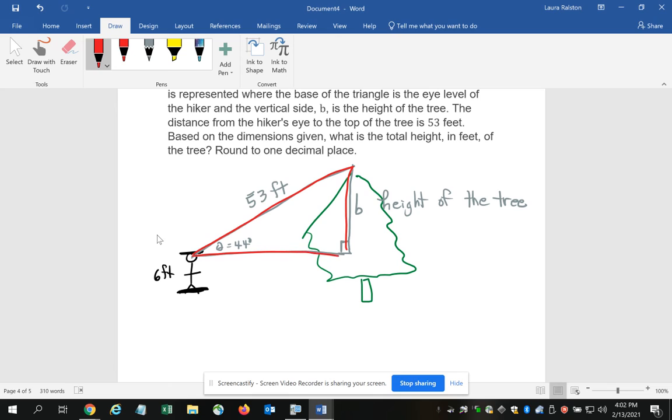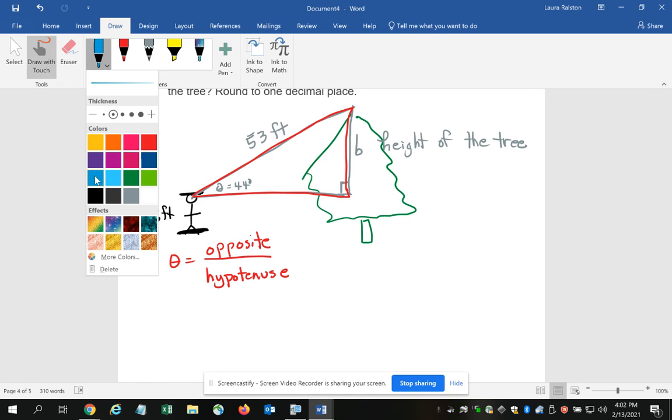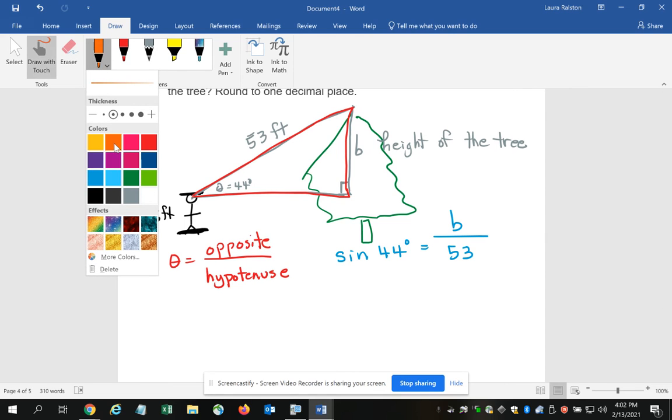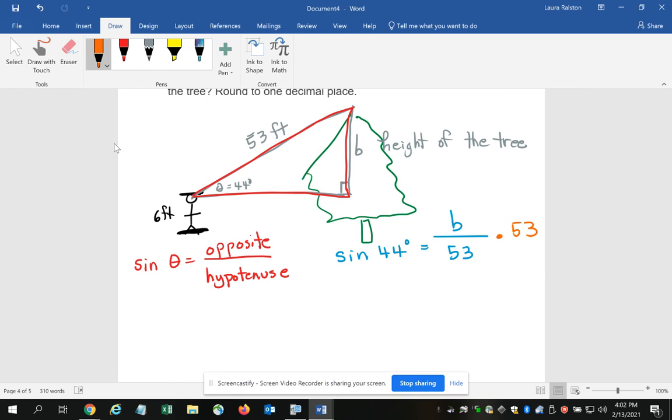and I know the angle, which is my point of reference, and I'm looking for the opposite and I know the hypotenuse. So again, that's the sine of theta equals the opposite over the hypotenuse. So again, even with the word problems, you have to stop and think, what do you know and which trigonometric function does that correlate to? So if I plug in what I know, I have the sine of 44 degrees is side B over 53. And then we have to try to solve for B. So I'm going to multiply both sides by 53. So I have 53 times the sine of 44 degrees, which equals B.